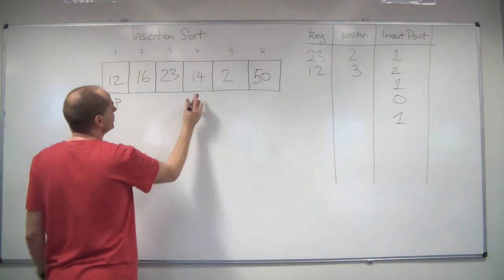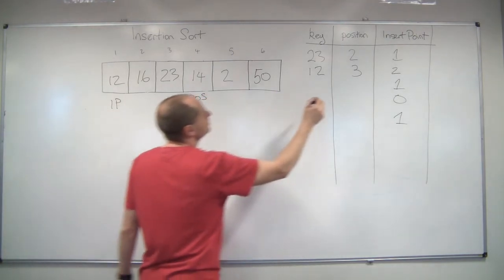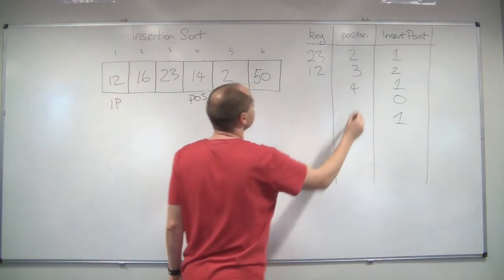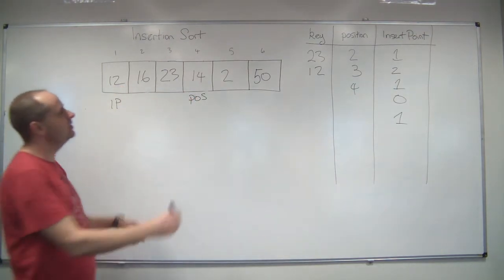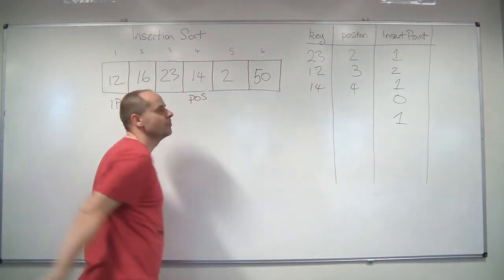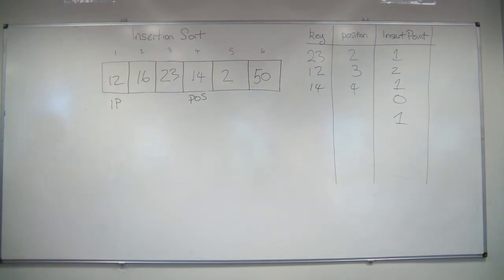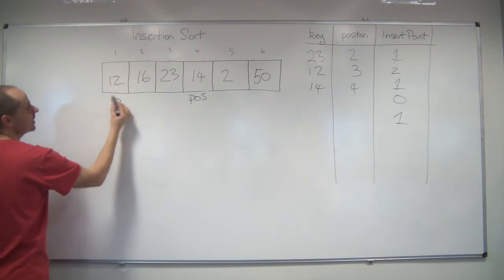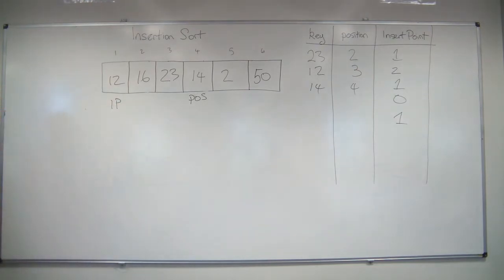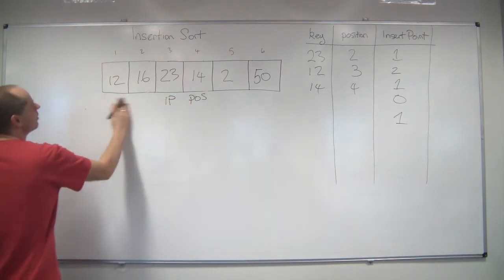So we move pos across to 4. Grab hold of the key that's there. That's the one we're going to try and find the right position for. 14. Now if you look, these numbers to the left of 14 are in order. So that premise of everything we've looked at so far is in order. Okay? Set the insert position. So the insert position is going to go there, to 3.